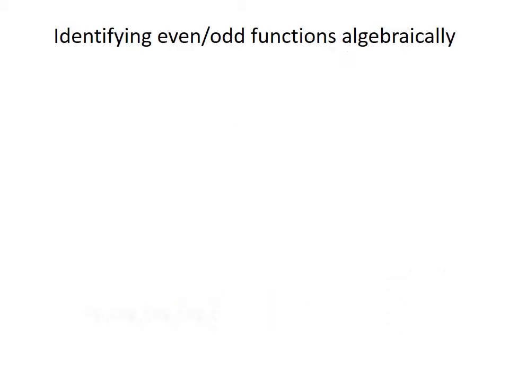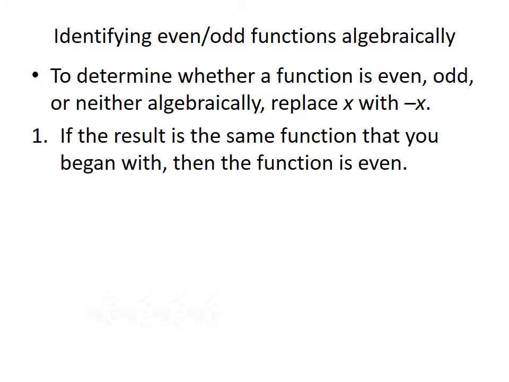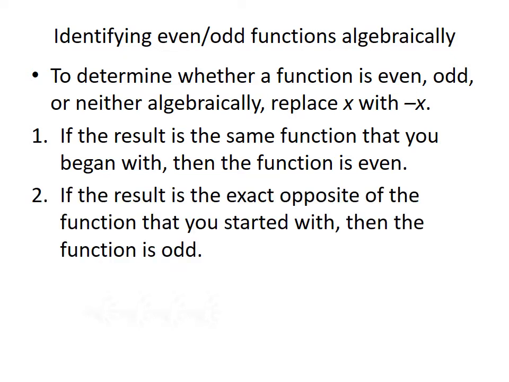We don't necessarily need the graph in order to identify an even or odd function. We can do it algebraically as well. To determine whether a function is even, odd, or neither algebraically, what we want to do is replace x within the function with minus x. If the resulting function is the same function that we started with, then the function is even. If the resulting expression is the exact opposite, that means each term changes signs, positive to negative, of the function that we started with, then the function will be odd.